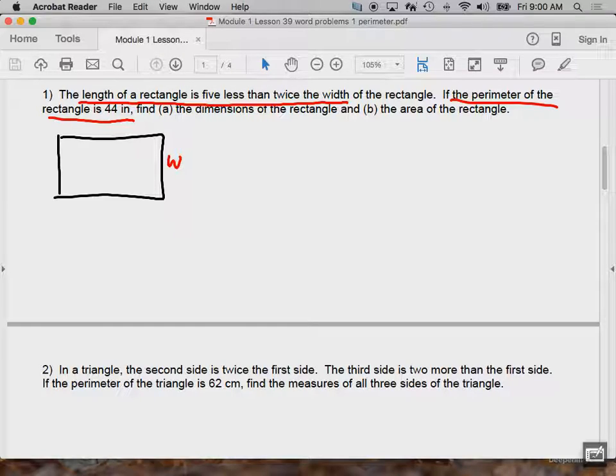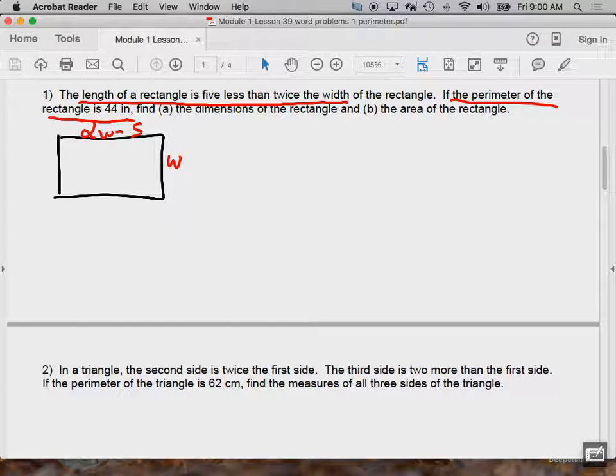Now, I can express the length in terms of the width. The length is 5 less than, keyword, last shall be first, shall be last, 5 less than twice the width. So how do I write an expression for the length? Spencer? L equals 2W minus 5. Yeah, don't write L equals, just write 2W minus 5.